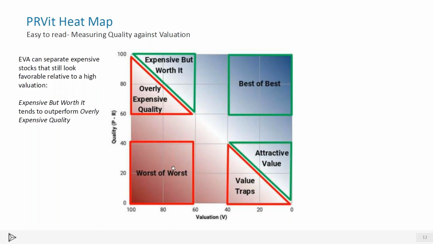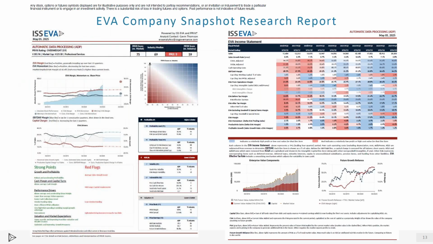We use the heat map and the zones in probably 80% of our reports. And with that, I'll turn it back to Gavin to go through some of our weekly research. Yep, thank you, Casey, and hopefully everyone can hear me.